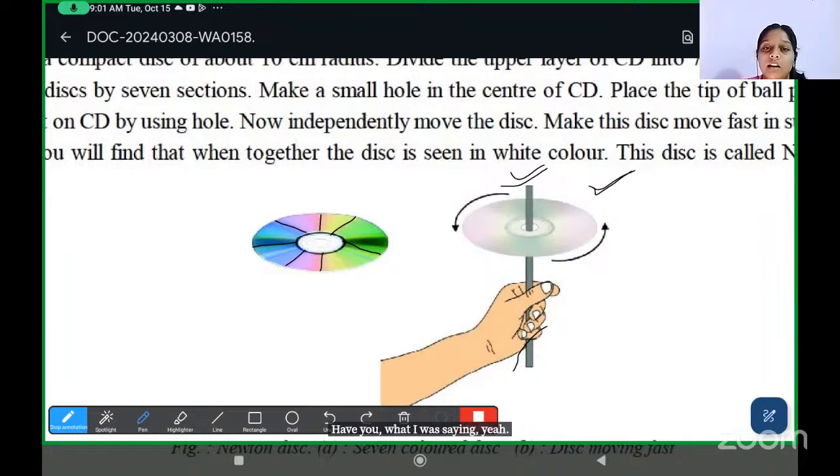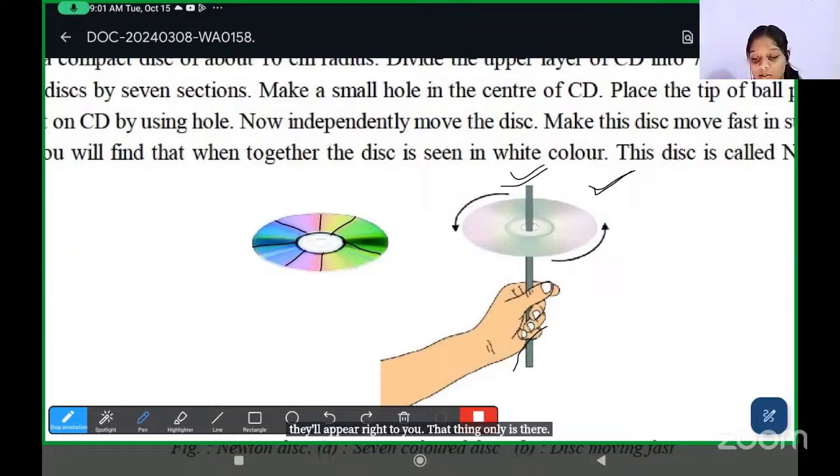Have you ever seen a lot of colors moving very fast in any ride or scene on TV? When a lot of colors move very fast, they appear white to you. Sometimes you notice that when they pass at speed, they appear white.